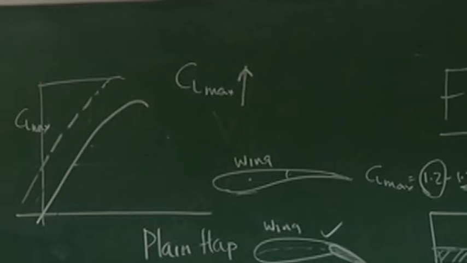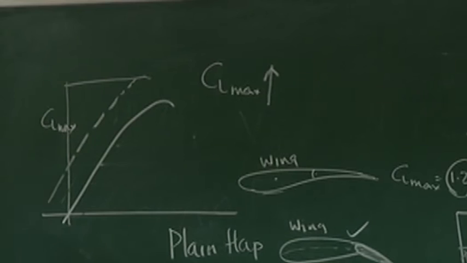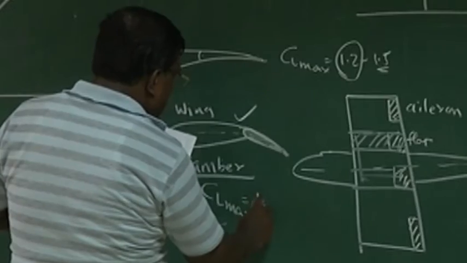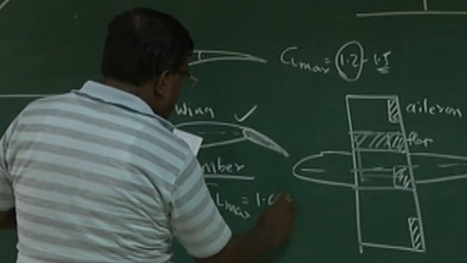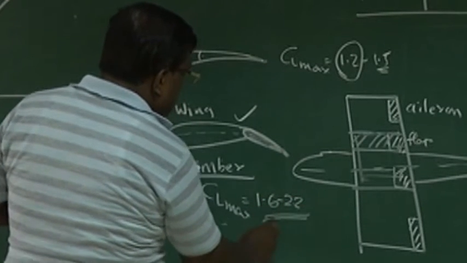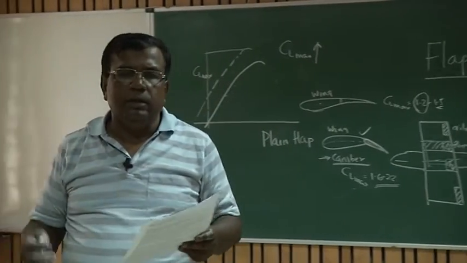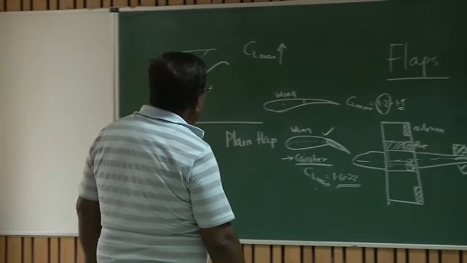Typical number, if I give you for plain flap, the CL max will lie between 1.6 to 2.2. These are all representative numbers, right? We can customize, okay?